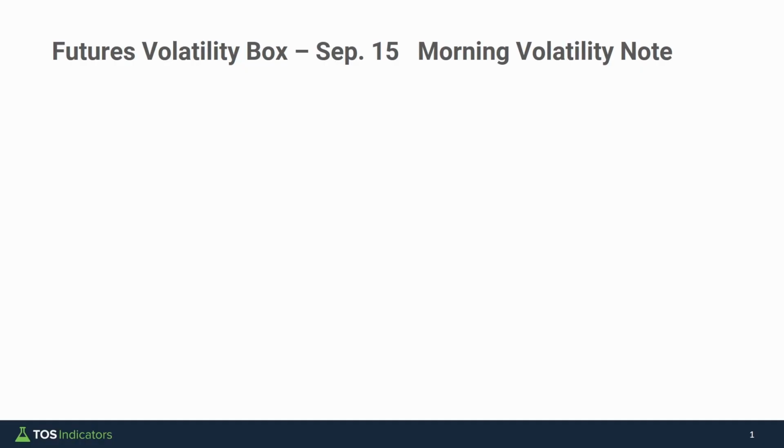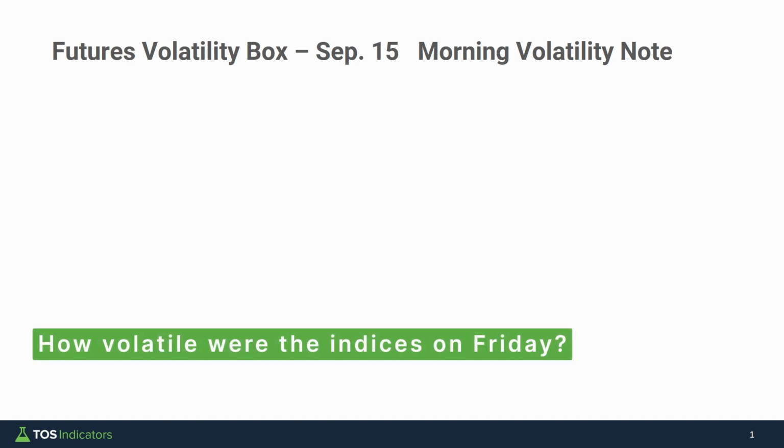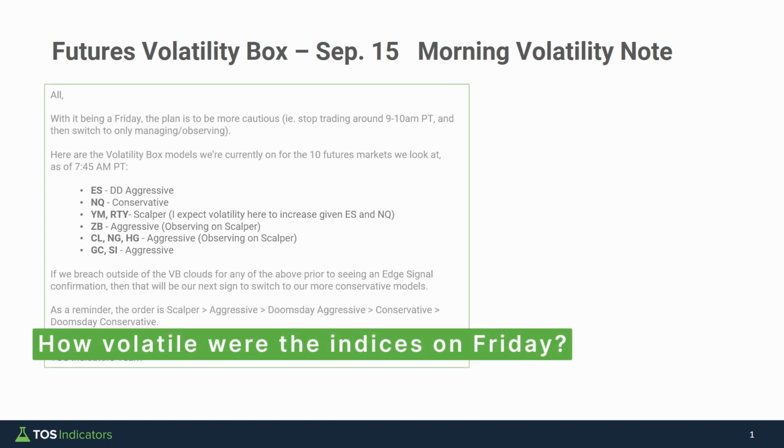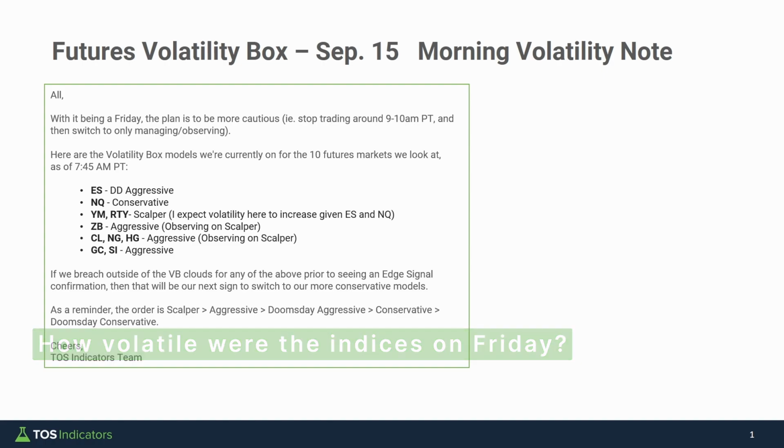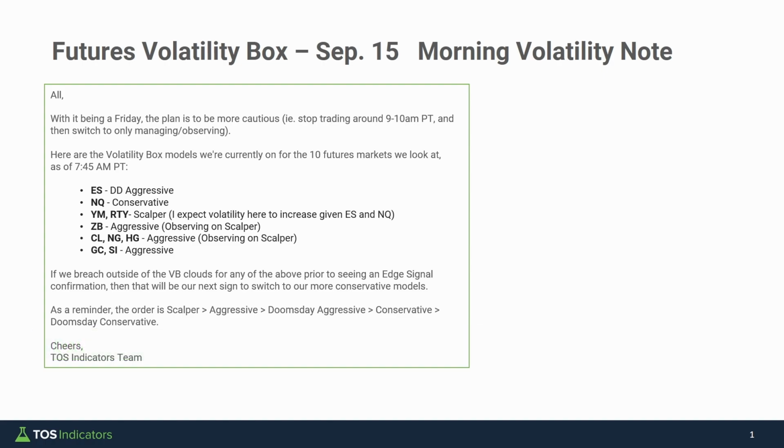In today's video, we're going to take a look at Friday, September 15th's volatility activity inside of the 10 major futures markets that we look at. This includes the S&P, the Dow, the Nasdaq, and the Russell, which are the four markets we're going to focus on in today's video. Now let's get started by first reviewing our morning volatility note, which looks something like this.